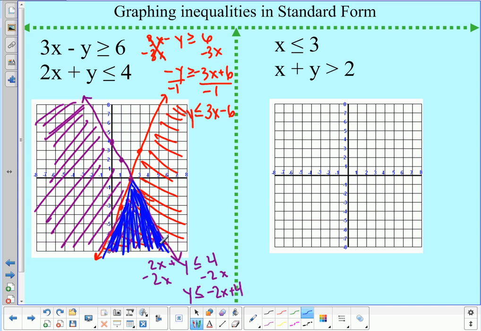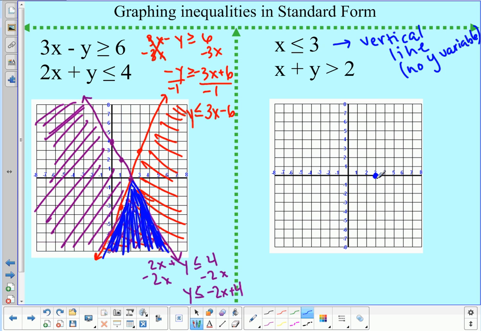Taking a look at number 4, I have x is less than or equal to 3, and x plus y is greater than 2. Now this x is less than or equal to 3, this is going to be a vertical line because there's no y value. We talked about that back in Unit 1 when we were graphing equations there. No y variable. Okay, so where I am, I should say, is I'm over at positive 3 on the x-axis. Okay, and now I want to be less than or equal to 3.